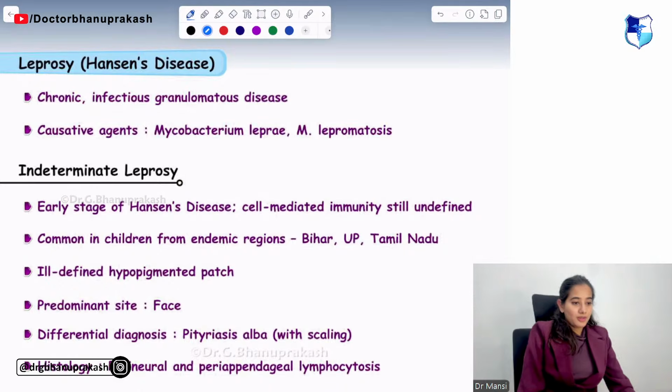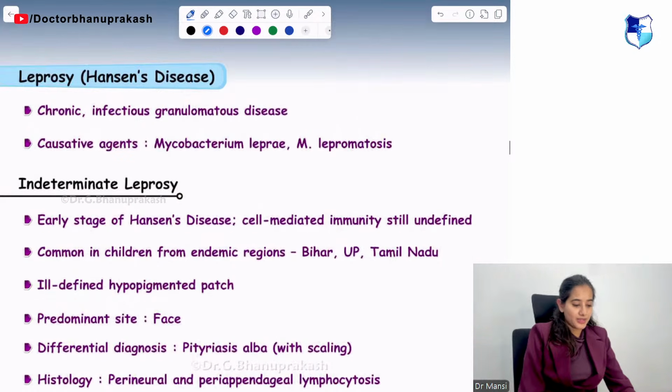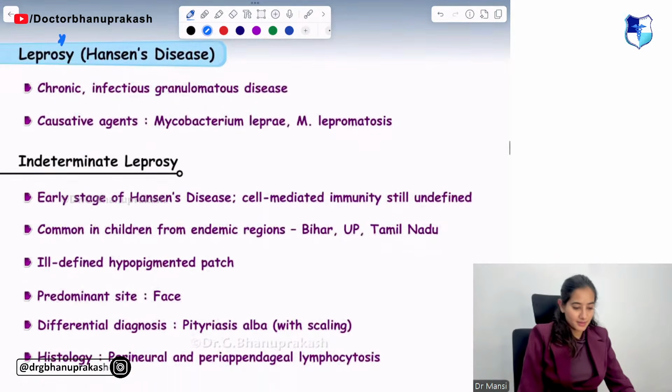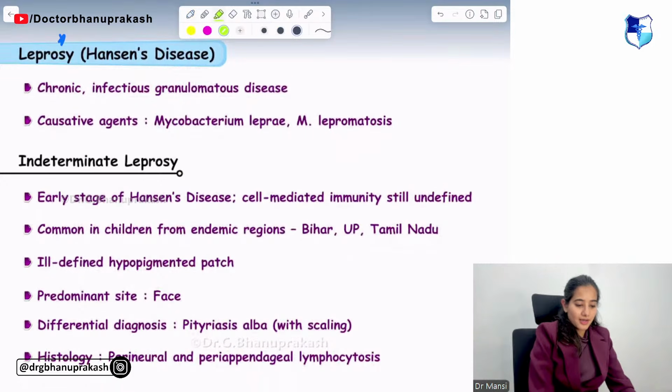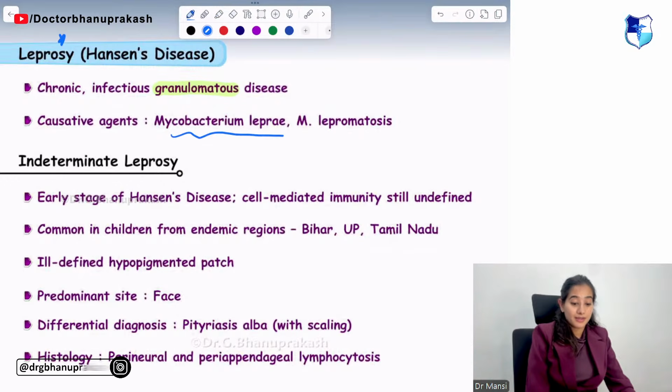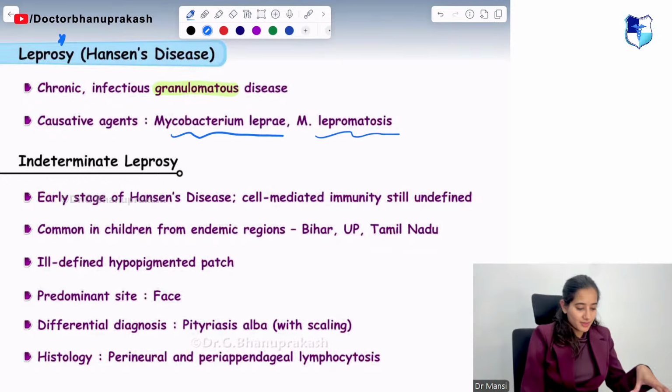I hope you're all back from the break. So let's continue from the place where we left. So, leprosy or Hansen's disease, again another kind of granulomatous infection caused by Mycobacterium leprae and lepromatosis. Just engage with me, try to revise, okay?